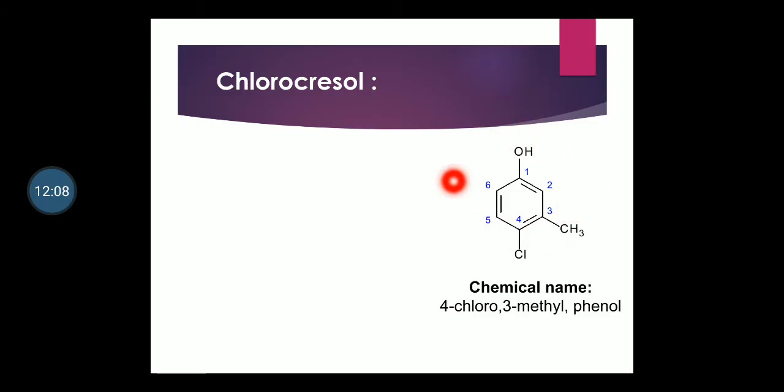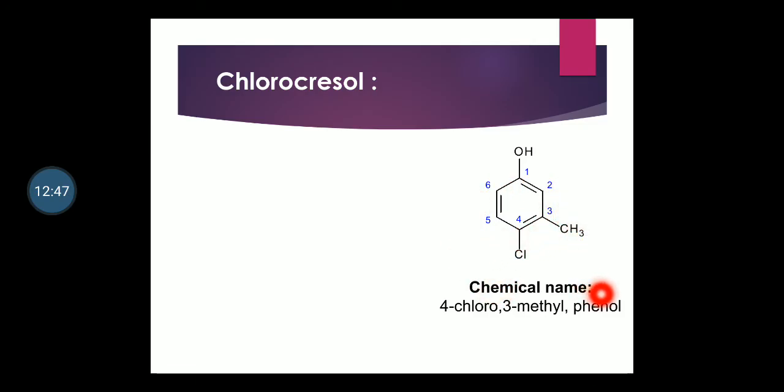As far as the chemical name is concerned, we select the parent nucleus as phenol. We give the numbering to the phenol starting with this carbon, clockwise or anti-clockwise, so that the last substituent gets the least number. Either way, the last substituent gets the fourth position. So we give numbering in the clockwise way, and there are two substituents: a methyl group at the third position and a chloro group at the fourth position.